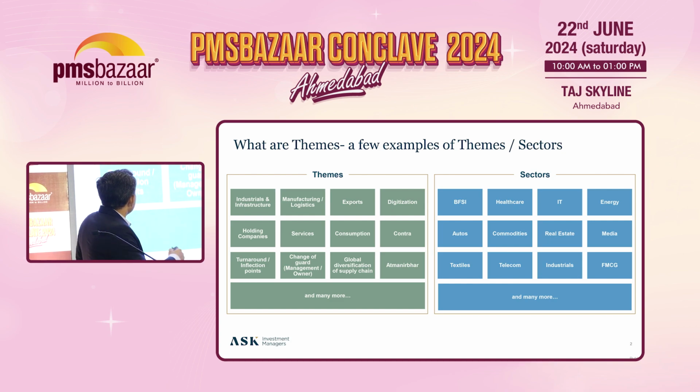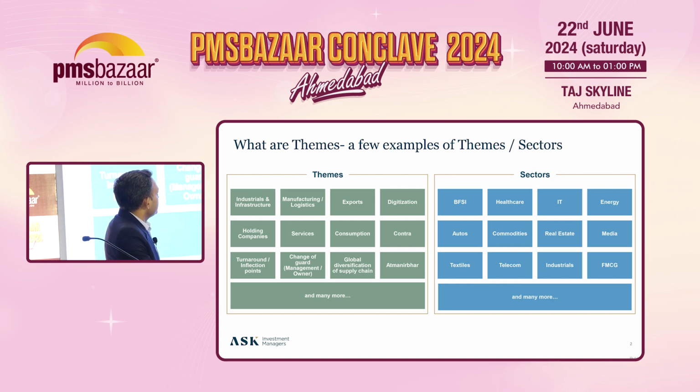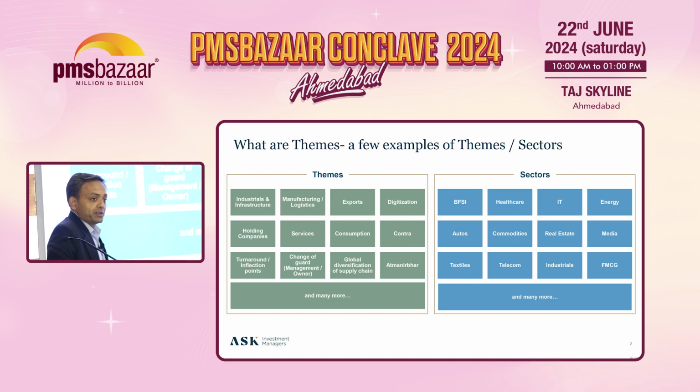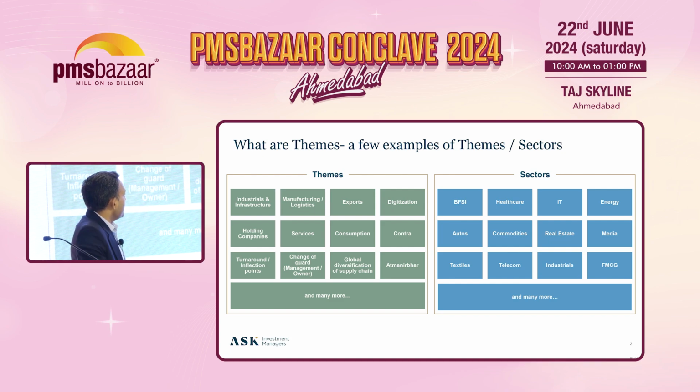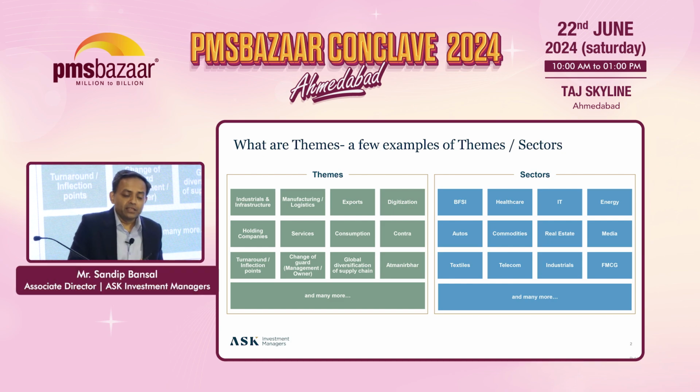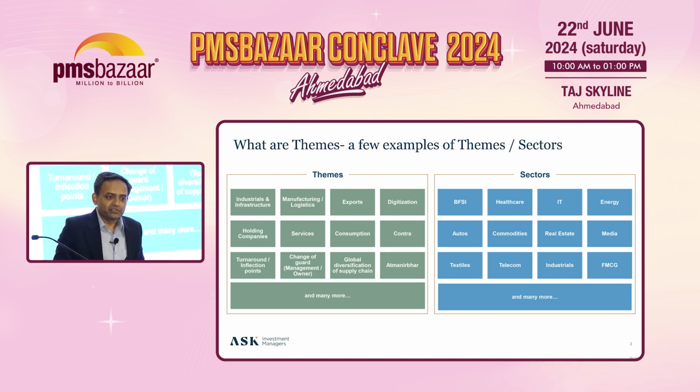So themes are something like exports. Now, the export theme could have multiple sectors in it, right? So export could be of commodities, exports could be of textiles, exports could be of autos. Or let's say themes could be consumption, right? Within consumption, the various sectors could be real estate, it could be again autos, it could again be FMCG, right? So there are themes, and within themes there are multiple sectors.